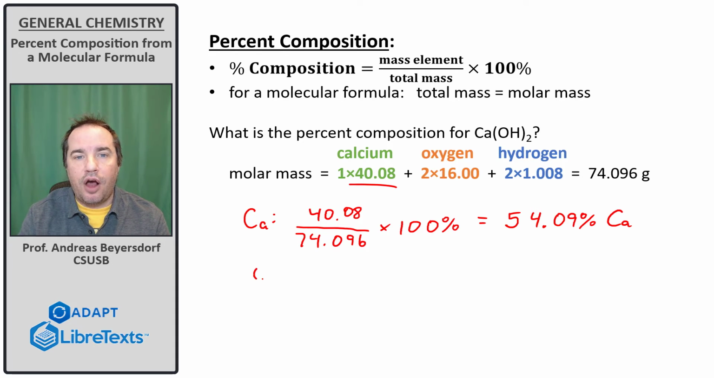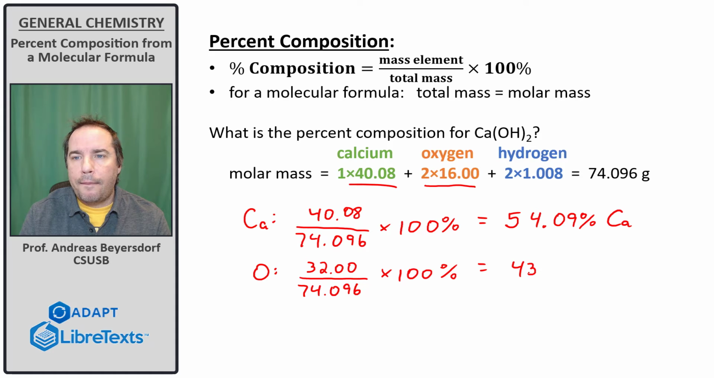Let's do the same thing for oxygen. For oxygen, notice it's 2 times 16. So we're going to have 32.00 on top. We have the same denominator, 74.096. We multiply by 100%, and that's going to get us our percent composition for the oxygen. So that means it's 54% calcium, 43% oxygen.